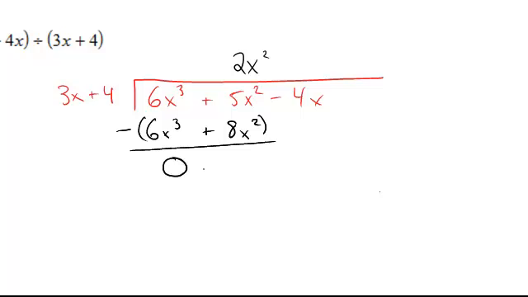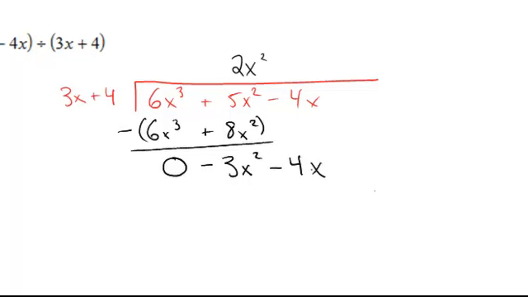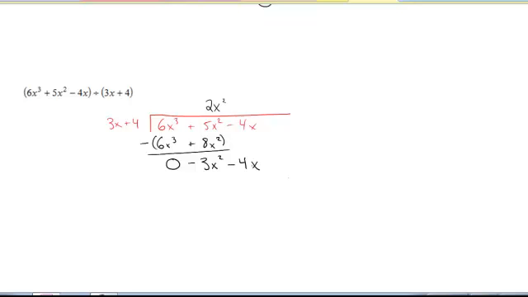I lose the 6x cubed. I have 5x squared minus 8x squared, which is minus 3x squared, minus 4x. Okay, so I need somehow to get rid of the minus 3x squared now. And again, I have a positive 3x. I know that I need an x now. What coefficient do I need to make it work? Well, I'm going to need a minus 1. Minus 3x squared when I multiply through, minus 4x. And again, those match, and so everything drops out. No remainder left in this problem. Right? But the answer is 2x squared minus x.